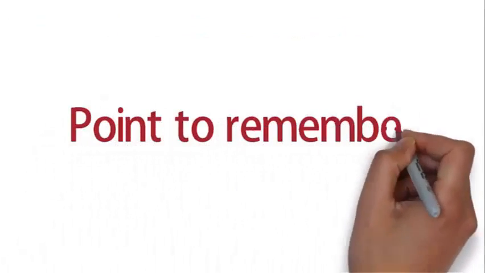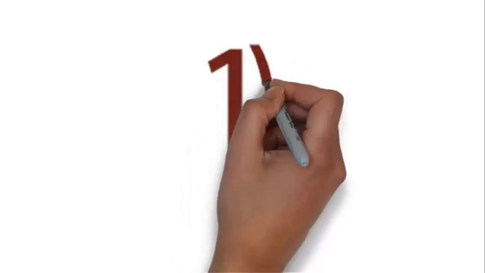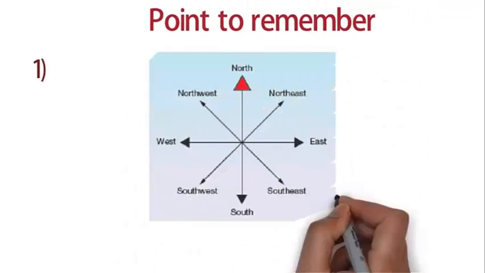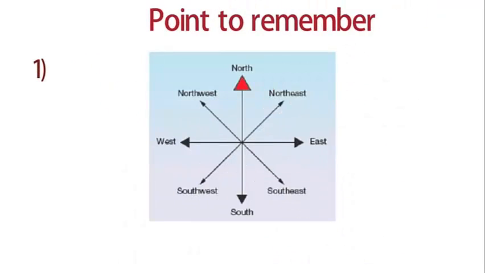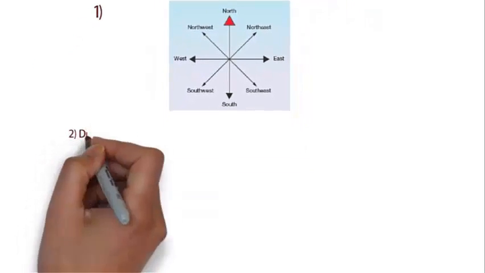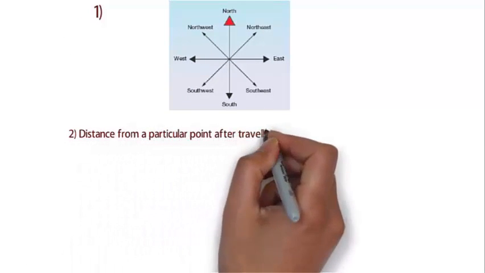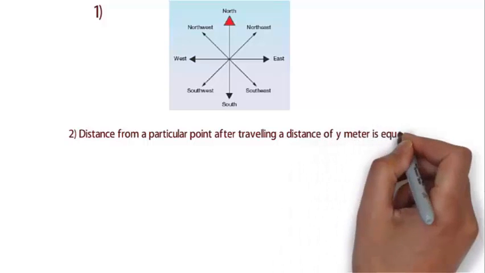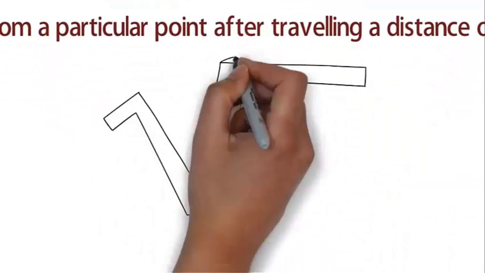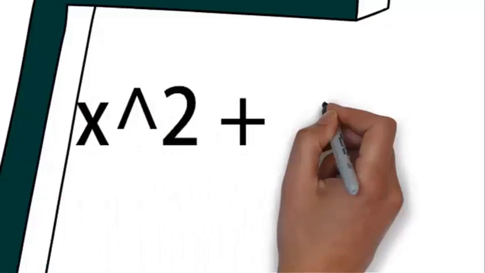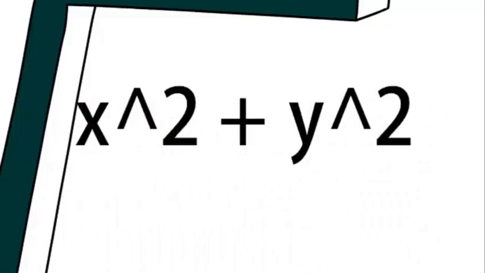Now, which are the points to remember before solving the questions? The very first one is the direction chart. You should definitely know the various directions before solving these questions. If you know the directions, only then can you solve them. The second one is a formula: the distance from a particular point after traveling is given by the square root of x square plus y square. This is the formula which you will require. So let's start.